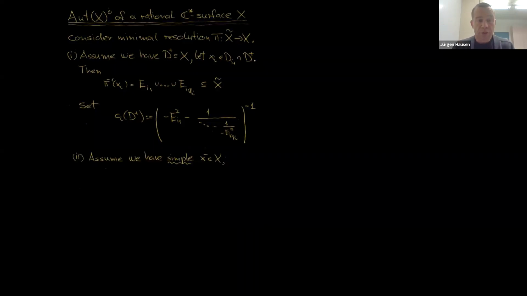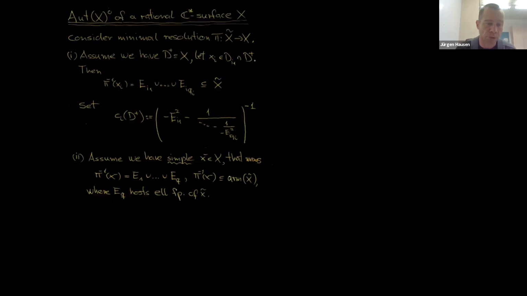The next situation is that we have a simple elliptic fixed point, x minus in x. I have to explain what this means. Simple means that the resolution is in a very simple way star-shaped, namely it's just a chain. And moreover, this chain should be contained in one of the arms of the minimal resolution x tilde. And we enumerate it in such a way that the last one, Eq, hosts the elliptic fixed point of x tilde.